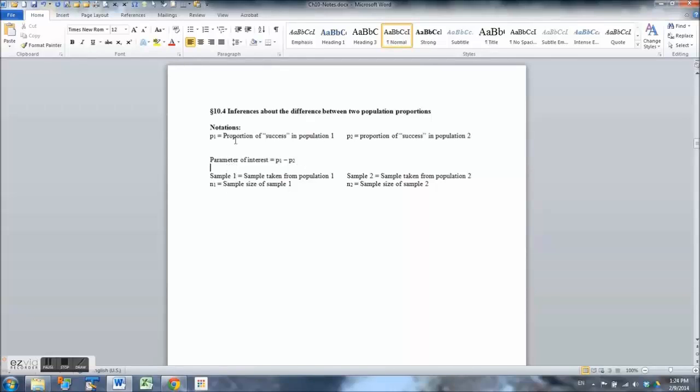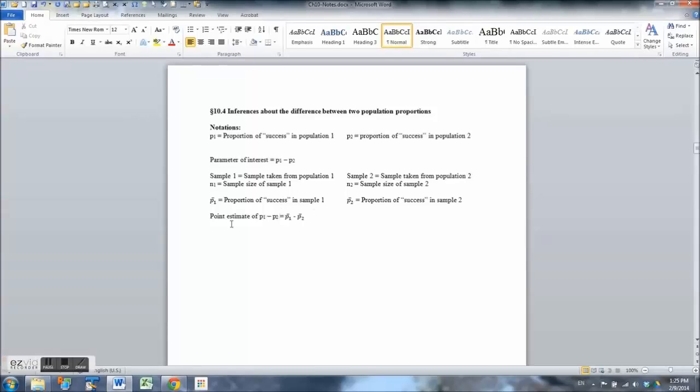To estimate the difference, we take a sample from the first population and a second sample from the second population. The two samples must be random samples and they must be independent of one another. N sub 1 is the sample size of the first sample, N sub 2 is the sample size for the second sample. Then we calculate the proportion of successes in the first sample, and the notation is P bar sub 1. And P bar sub 2 is the proportion of successes in the second sample.